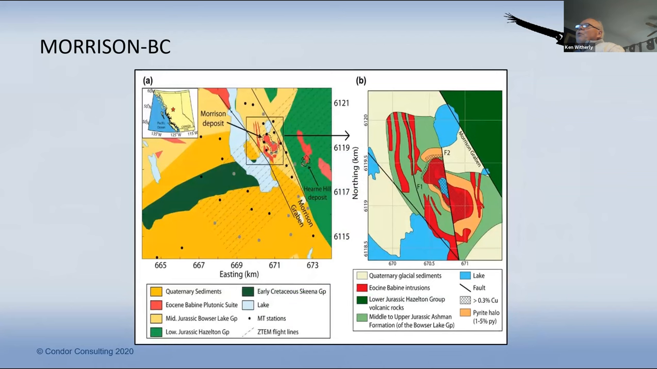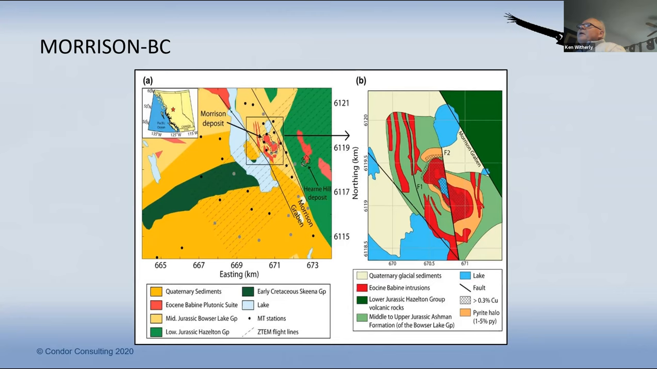The Morrison deposit, Miranda found it back in the 60s. This is in central British Columbia. A ZTEM survey was carried out over the deposit by Geotech about 10 years ago. And then this area was the subject of a research program. The University of Alberta, with support from NSERC and several industrial partners. And Martin Unsworth and his team went in there and performed a series of MT traverses, which were then used to have a joint model between the ZTEM and the MT.